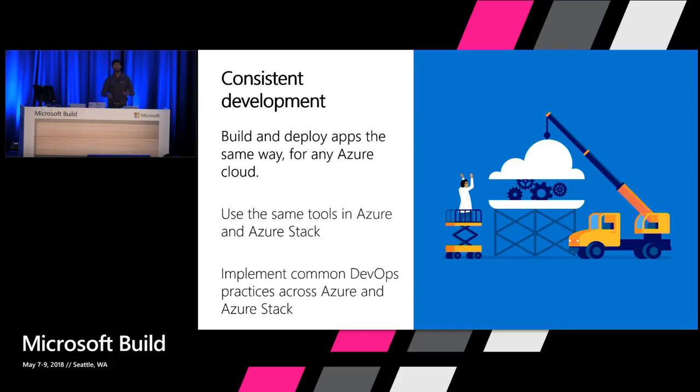And we also want you to be able to rapidly iterate and bring those features and ideas that you have in your head directly to your customers with common DevOps practices across Azure and Azure Stack. This means that when you fire up, no matter what it is, Visual Studio Team Services, Jenkins, Travis, pick your poison, we want you to be able to use it wherever you want to use it, and you don't have to change anything about it.